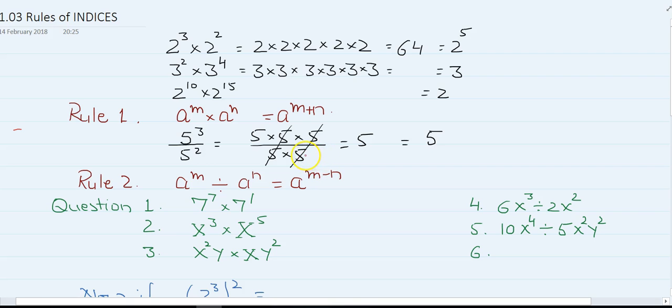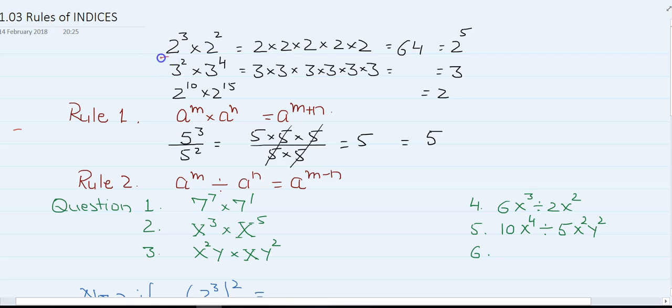Today we are going to study rules of indices from the first topic of C1 mathematics, that is algebra and functions. Let's take a simple example.